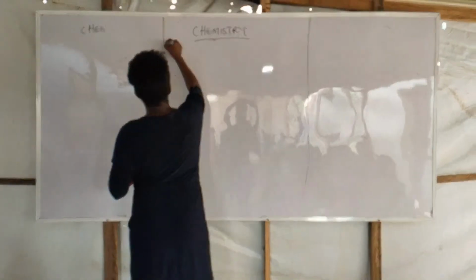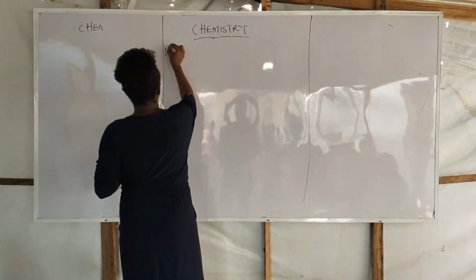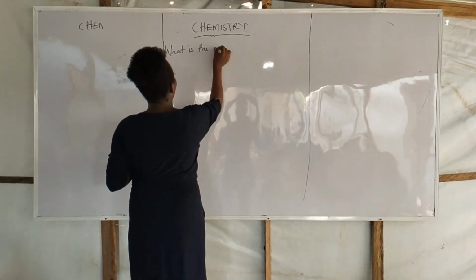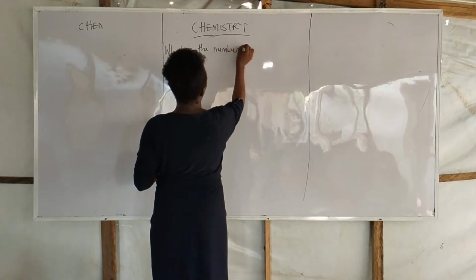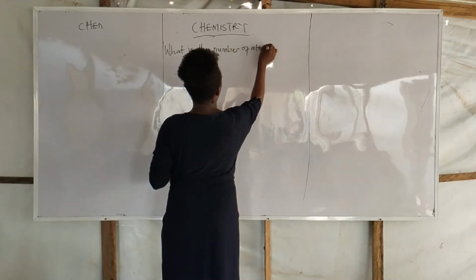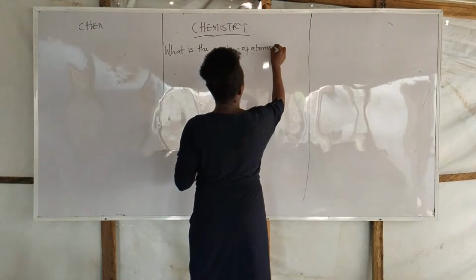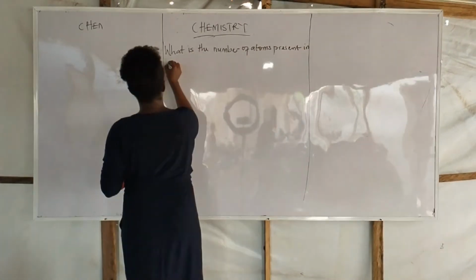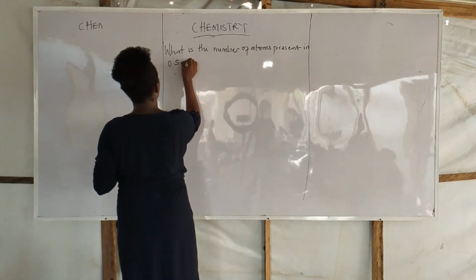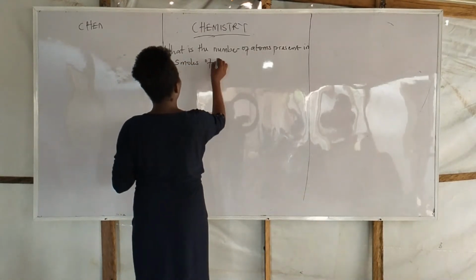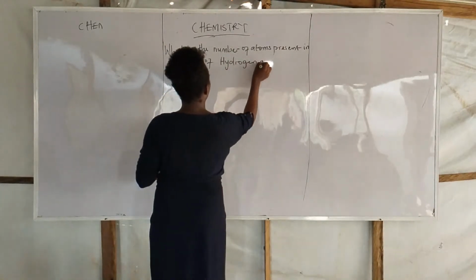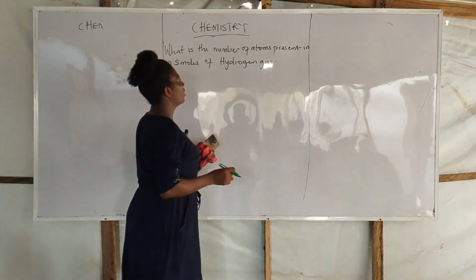So question one says, what is the number of atoms present in 0.5 moles of hydrogen gas? This is the question.